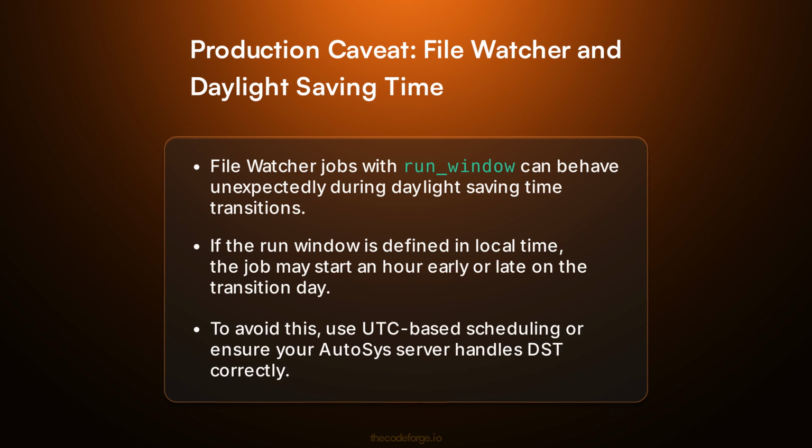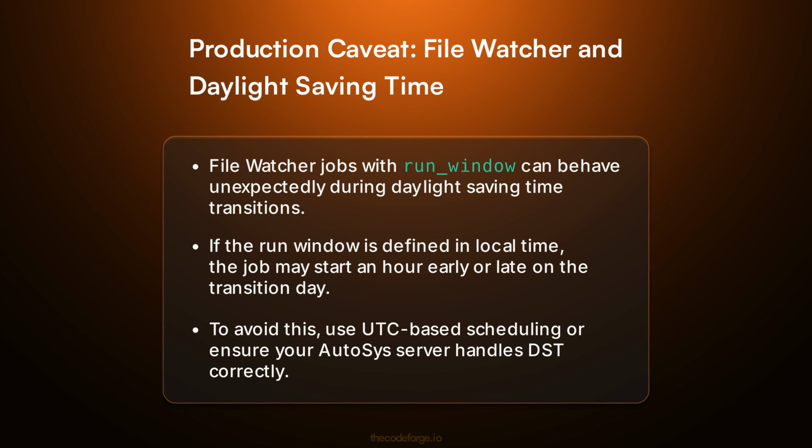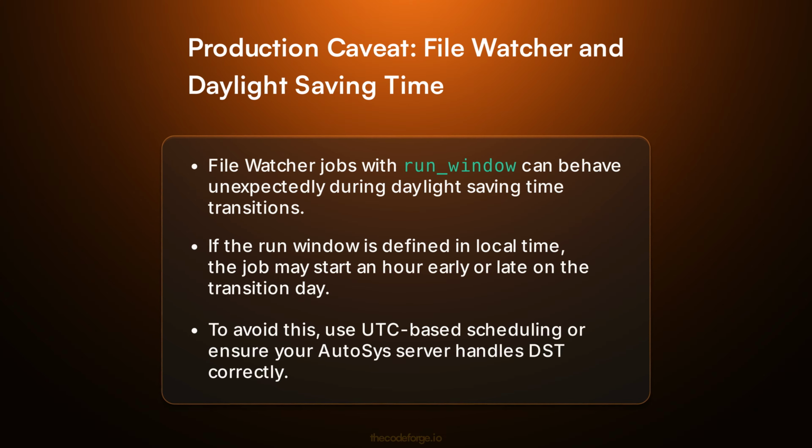File watcher jobs with run window can behave unexpectedly during daylight saving time transitions. If the run window is defined in local time, the job may start an hour early or late on the transition day. To avoid this, use UTC-based scheduling or ensure your AutoSys server handles DST correctly.